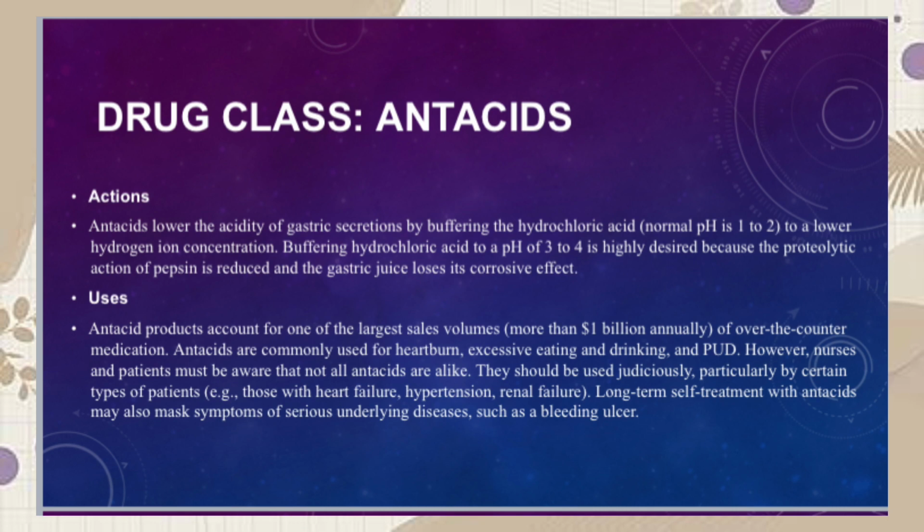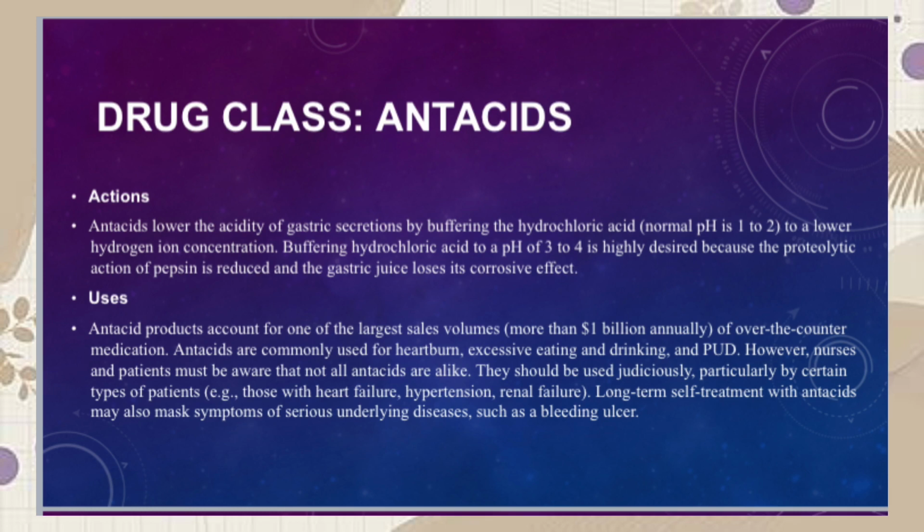Actions: Antacids lower the acidity of gastric secretions by buffering the hydrochloric acid. Normally, pH is 1 or 2, and buffering raises it to a lower hydrogen ion concentration. Buffering hydrochloric acid to a pH of 3 or 4 is highly desired because the proteolytic action of pepsin is reduced and the gastric juice loses its corrosive effect.